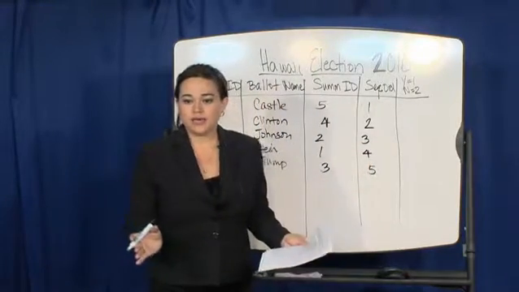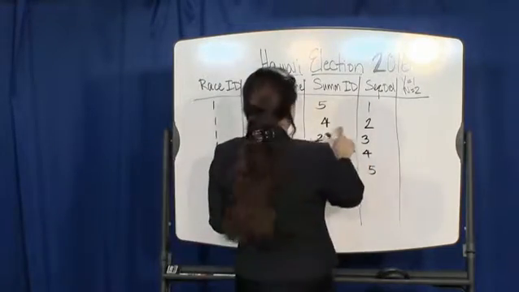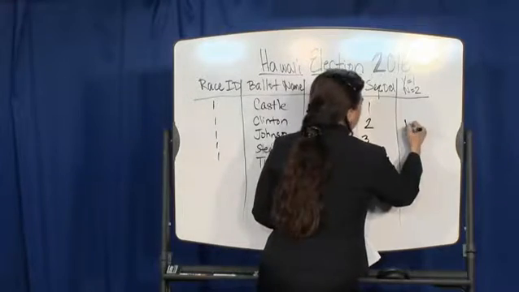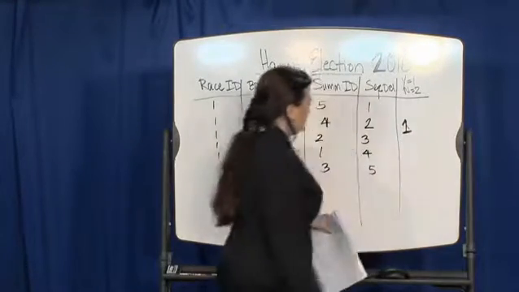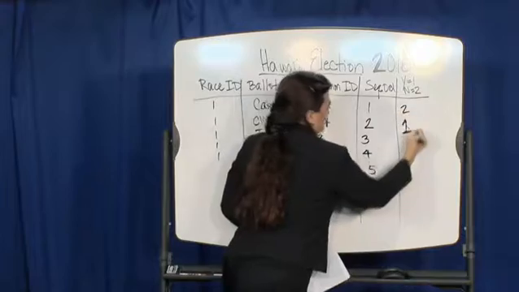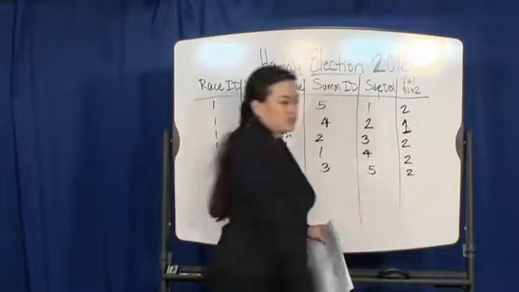Now 1 is for yes. Clinton is 1, so we'll put a 1 here for her. Okay? And the rest get 2s. Those are the losers.